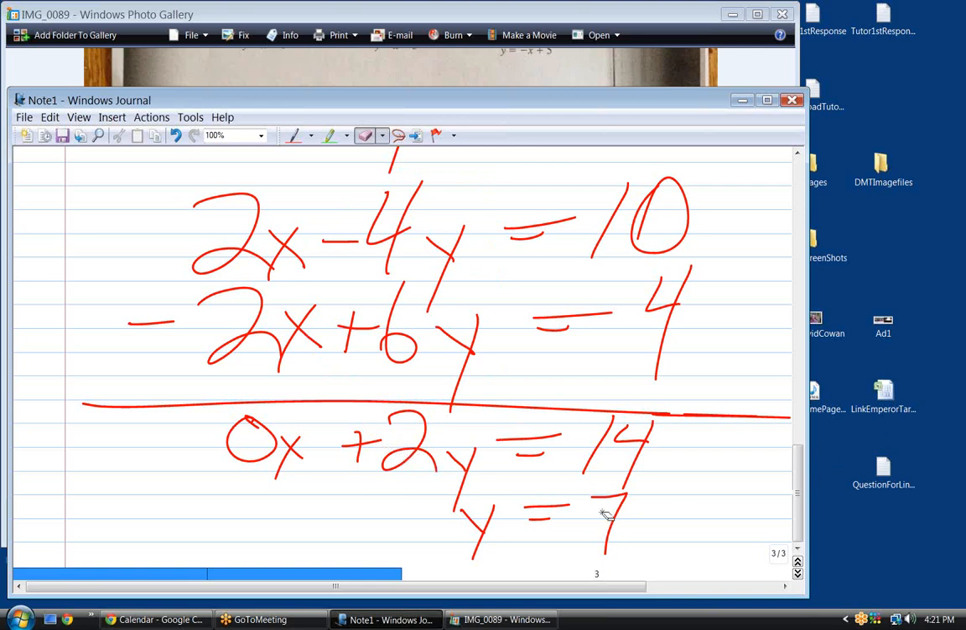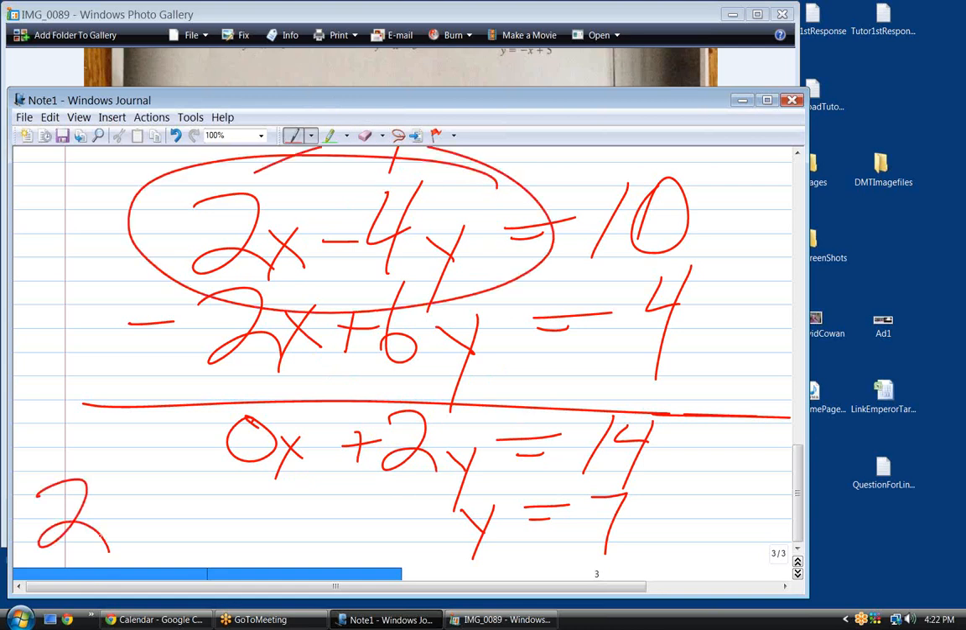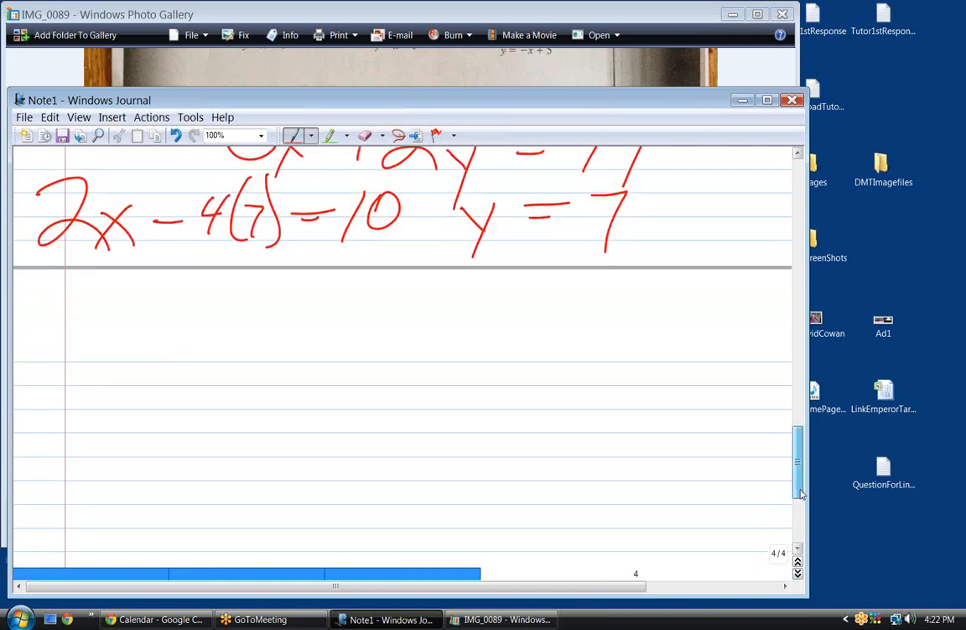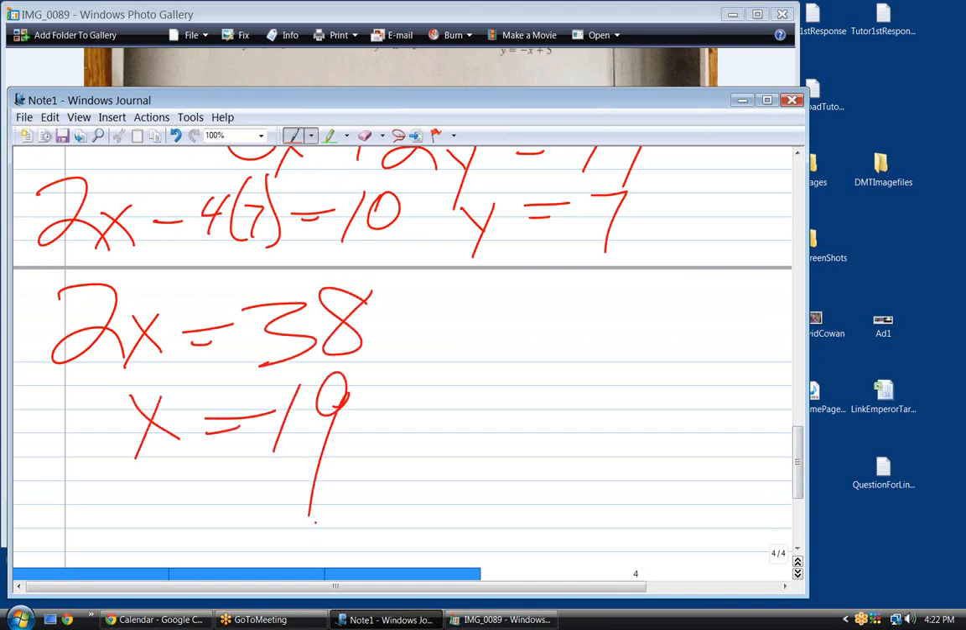So I'm going to substitute y equals 7 into this equation and solve it. So 2x minus 4 times 7 equals 10. That gives me 2x equals 38, x equals 19. So my solution is x equals 19, y equals 7.